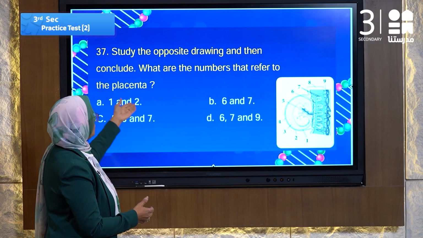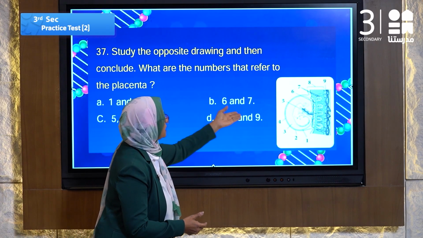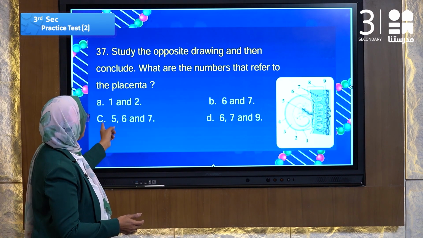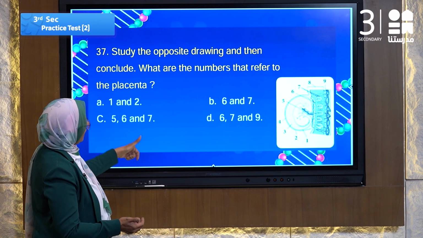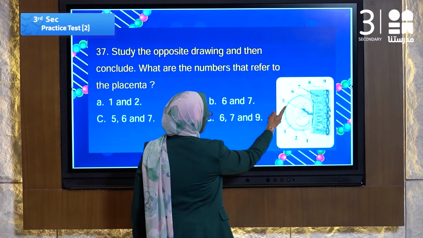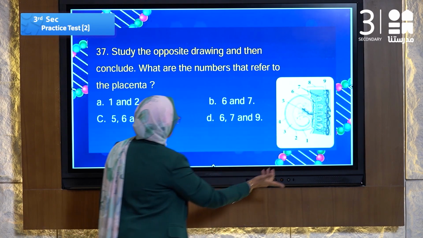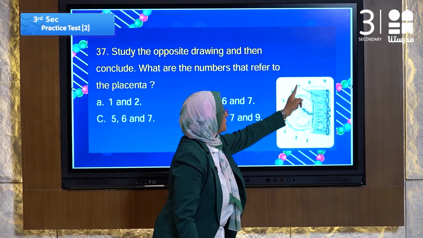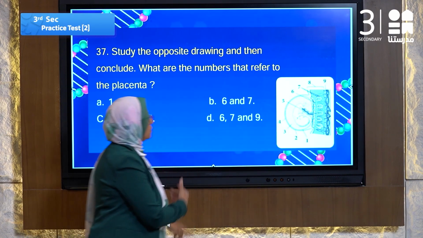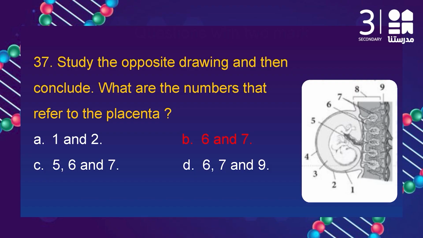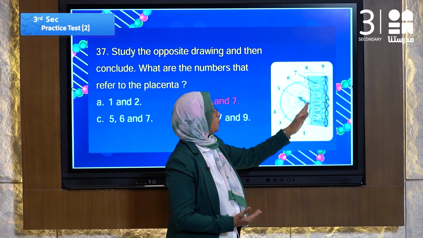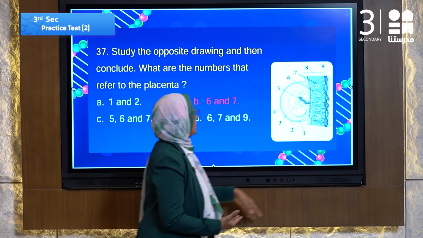A, 1 and 2. B, 6 and 7. C, 5, 6, 7. D, 6, 7, 9. Let's go to the answer. It will be 6 and 7, that is the placenta. 6 and 7 is the placenta, the contact between the mother and the baby.